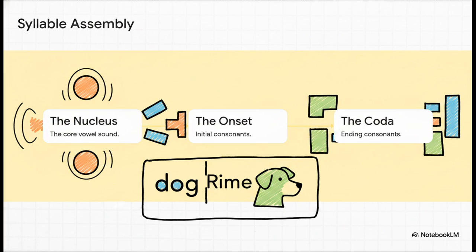Then we can attach initial consonants to the front of it, which we call the onset. In this case, the d sound is our onset. Finally, we can add ending consonants after the vowel, known as the coda. The g sound acts as our coda. Fun fact, the nucleus and the coda together are actually referred to as the rhyme. Step by step, this is exactly how our brains package individual phonemes into usable chunks of speech.